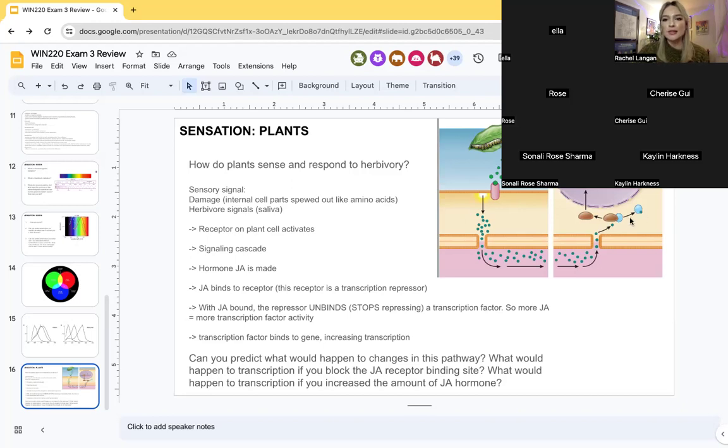And when it binds, it removes that receptor from this brown thing. So the blue receptor is a repressor of this brown thing, which is a transcription factor. Normally this repressor is binding to the transcription factor, so the transcription factor can't go and increase transcription. But when JA binds, the repressor is removed from the transcription factor. So JA removes the repression of the transcription factor, and then the transcription factor can bind to the gene and increase transcription.